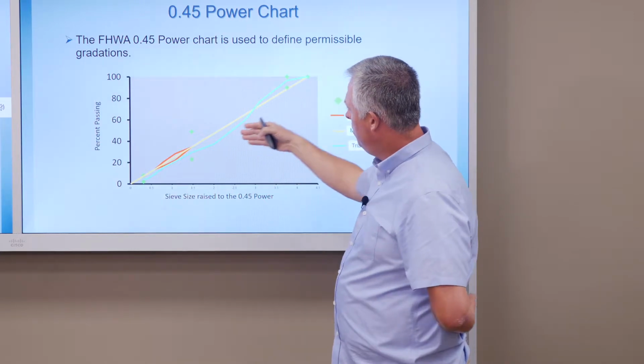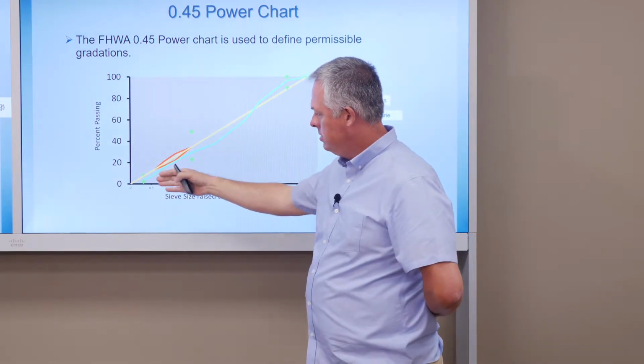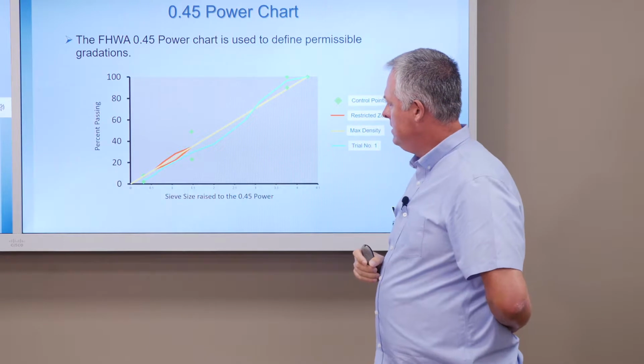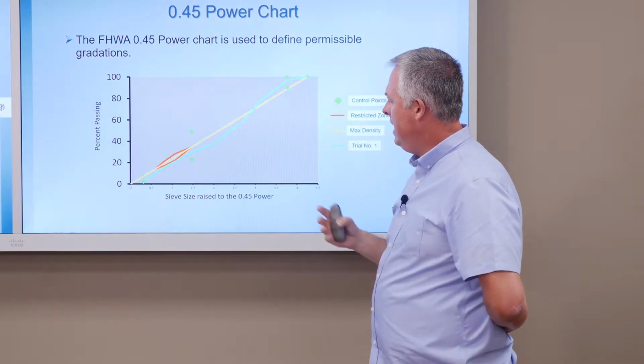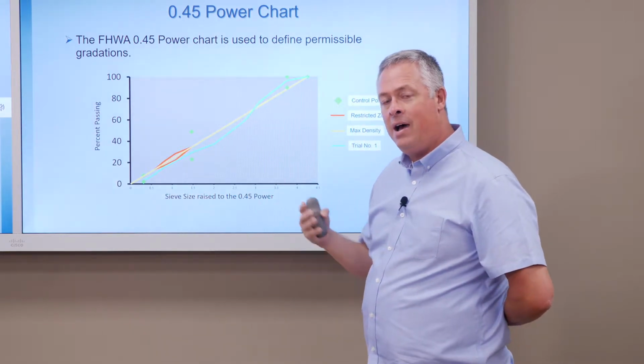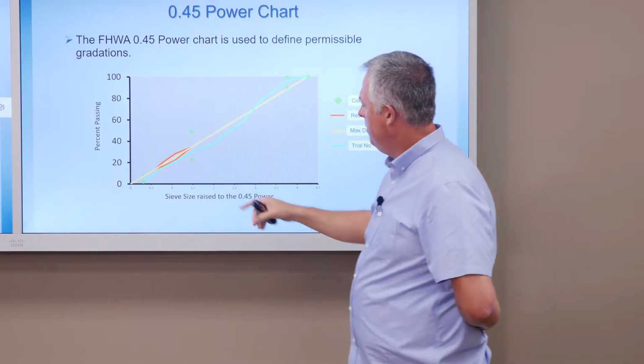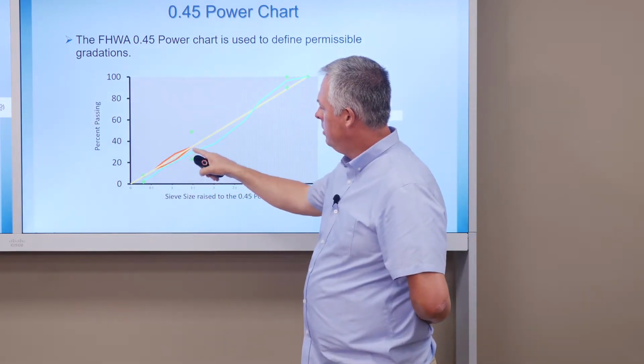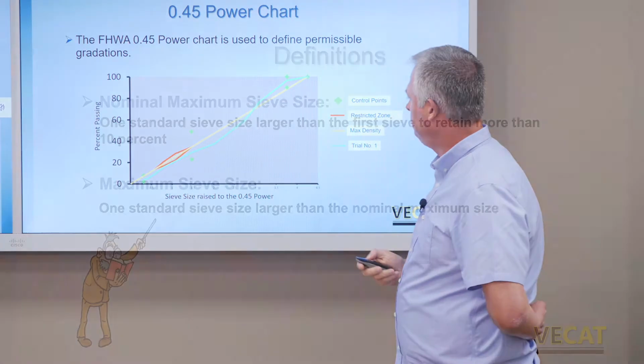These are our control points. We're going to talk about those as well. These are basically the range of gradation where you're allowed to design your mix. And this is called the restricted zone. We're going to talk about that here in a bit too.